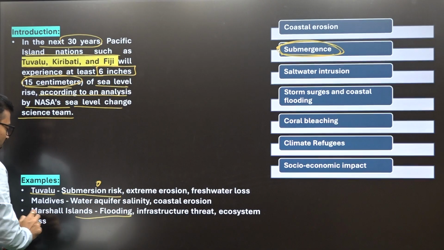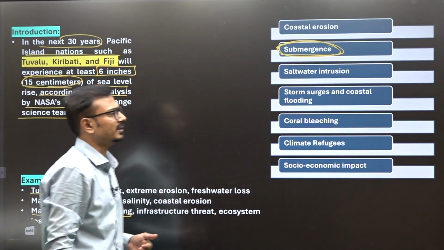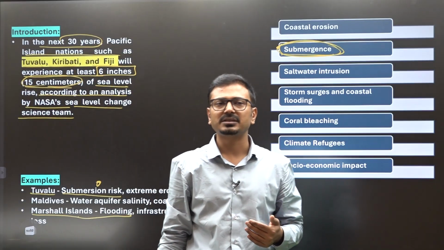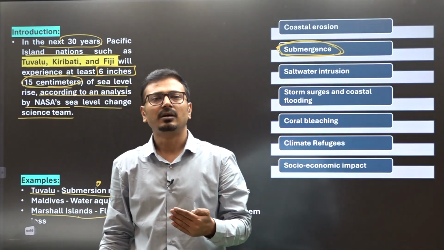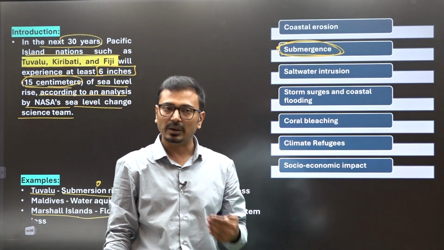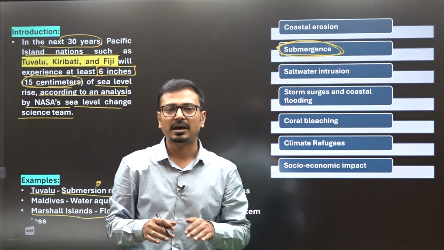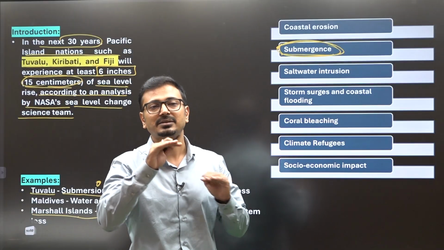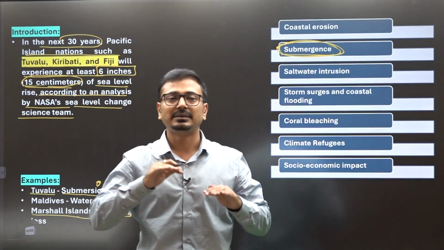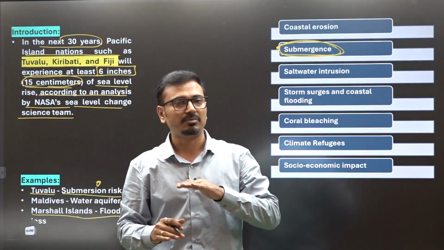Flooding will be the Marshall Islands. We can talk like this. Now, submergence is a very common impact on all low-lying islands, including the Maldives in the Indian Ocean, because they are only around 5 to 10 centimeters, all land is maximum this much above sea level.